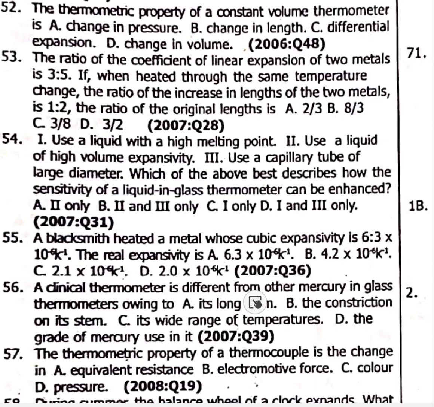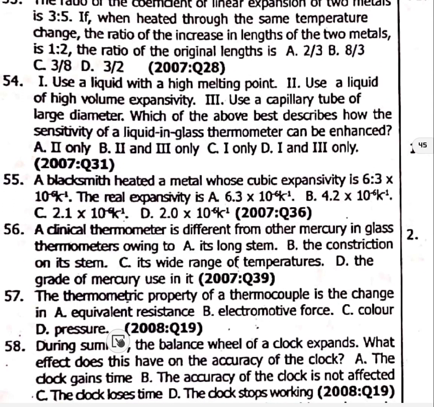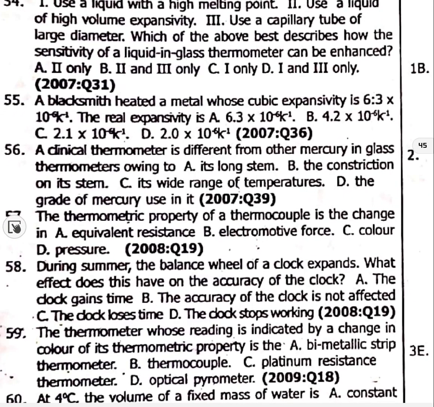56. A clinical thermometer is different from other mercury in glass thermometers owing to what? Owing to the constriction on its stem. 56 is option B, the constriction on its stem. 57. The thermometric property of a thermocouple is the change in electromotive force. 57 is electromotive force.